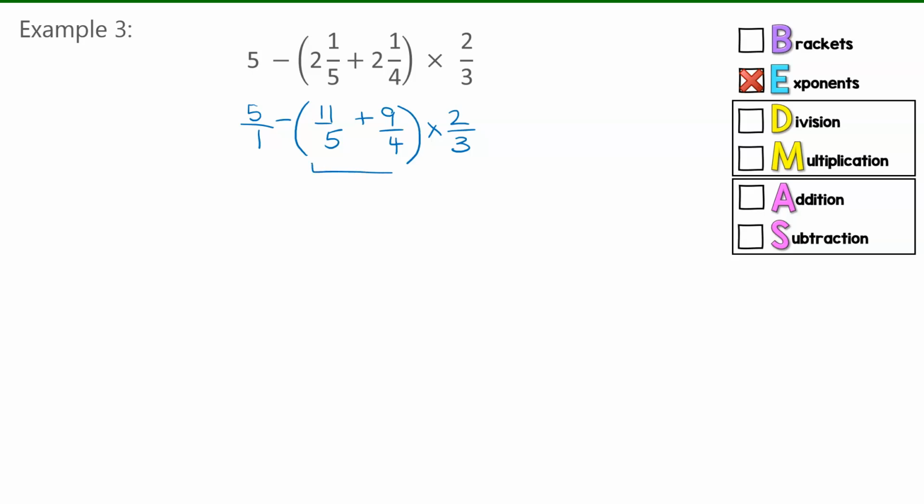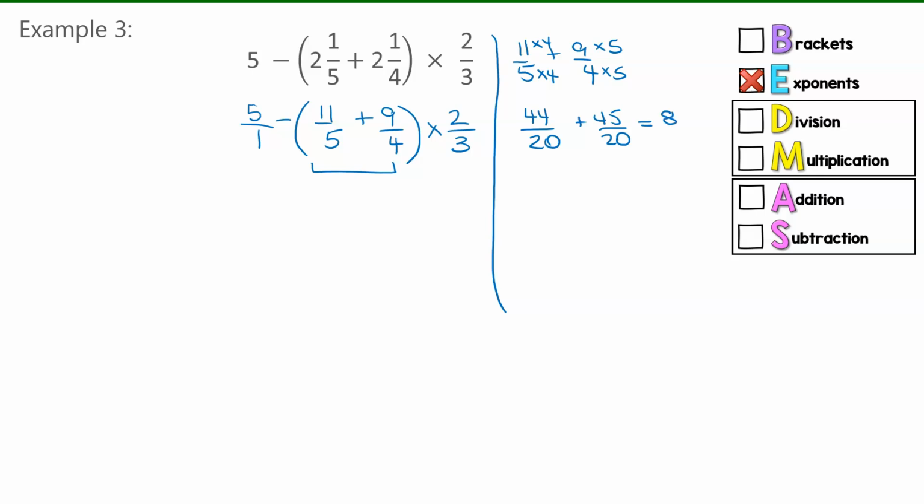Now I see brackets right here, so I'm going to go ahead and do that. So we have 11 over 5 plus 9 over 4. Because we're adding these, we need a common denominator. The lowest common denominator for 5 and 4 is 20. So I'll multiply by 4 here and multiply by 5 on this side. So I get 44 over 20 plus 45 over 20. When we add, we only add the numerators. So I get 89 over 20. So I'm going to bring that back. So 89 over 20 and copy everything else down exactly as we see it.